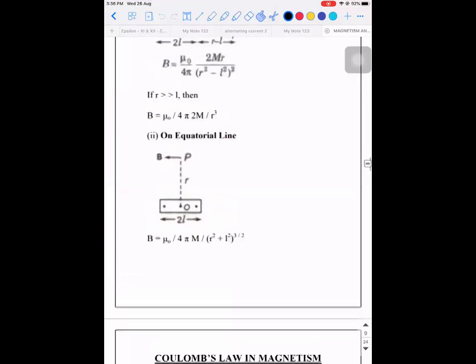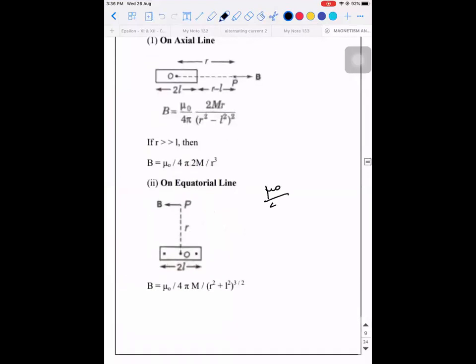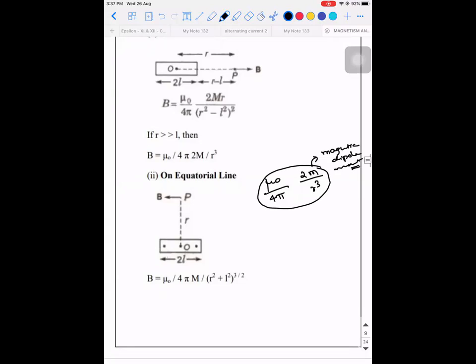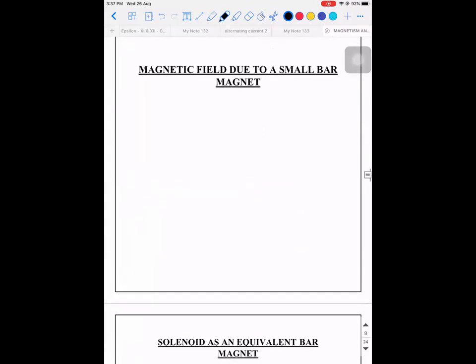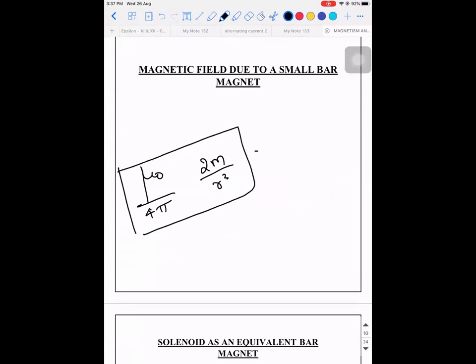So it is mu naught divided by 4 pi into 2 times m divided by r cube. Right. So what does this m stand for? Magnetic dipole moment. Right. It is mu naught divided by 4 pi into 2m divided by r cube, where m is the magnetic dipole moment. So this expression has to be remembered for us to understand today's concept. So there is a magnetic field due to a bar magnet along its axial point.